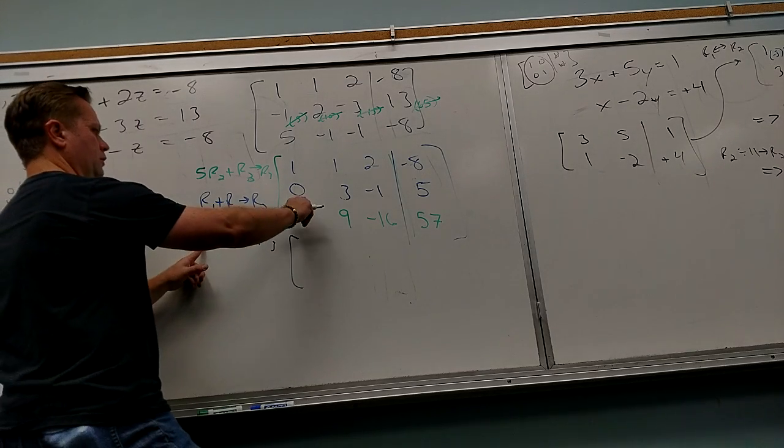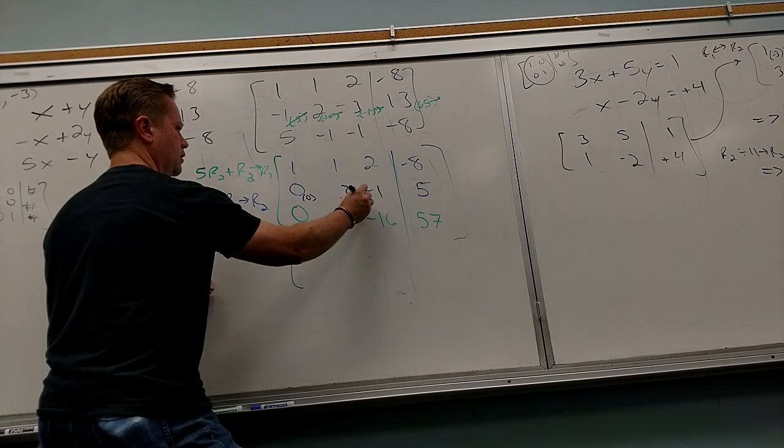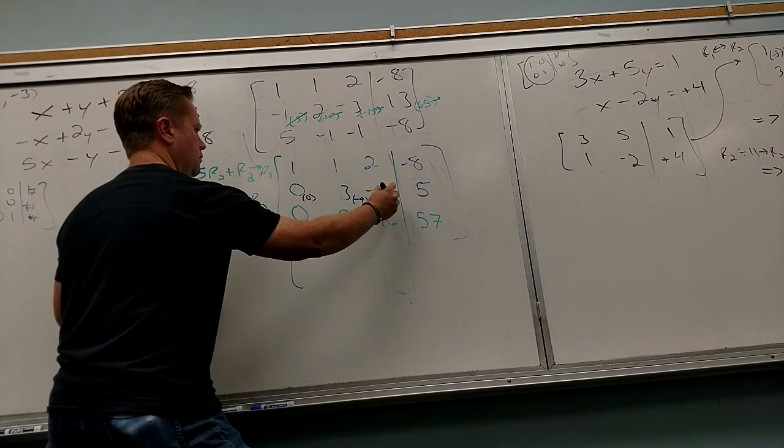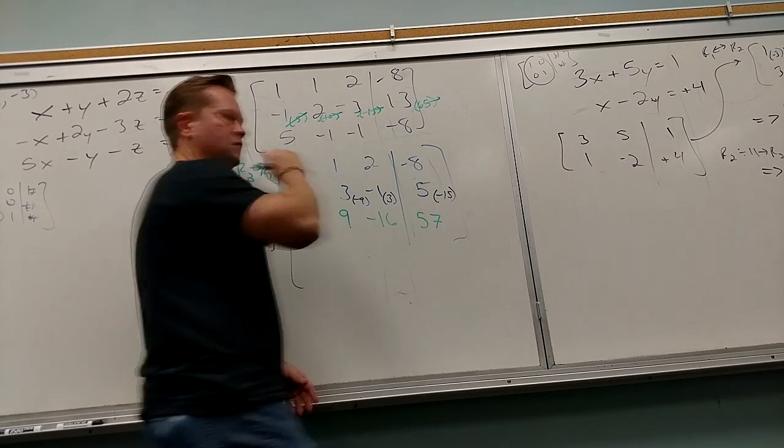-3 times row 2. So what's -3 times 0? 0. That's amazing. -3 times 3? -9. -3 times -1? 3. Yes, that's right. -3 times 5? -15. I like it.